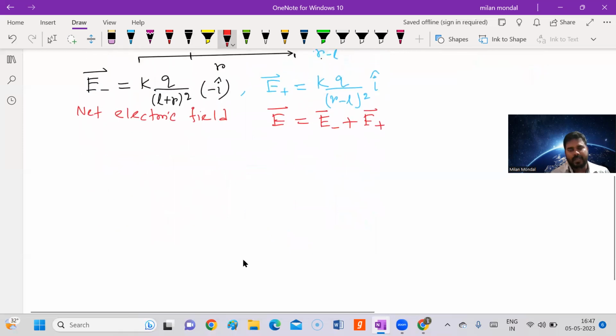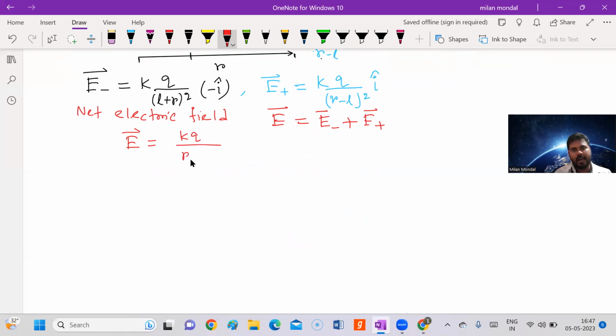So what we are getting finally is that E will be, first, E minus, that is KQ by R plus L squared, and that is minus i cap, plus KQ divided by R minus L whole squared i cap.